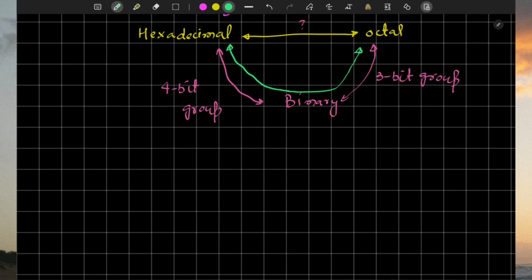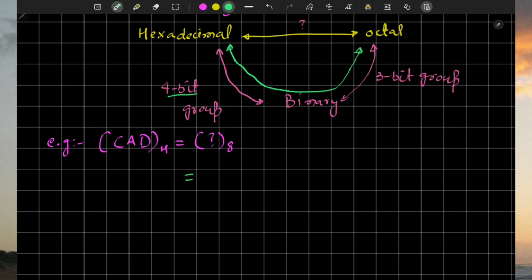Or for that matter, any base which is a power of 2 can be converted to any other base which is a power of 2. Now consider the following example where CAD in hexadecimal is to be converted into an octal number. What we have to do is first convert this hexadecimal number into a binary number. How we do so is that we make groups of 4 bits.